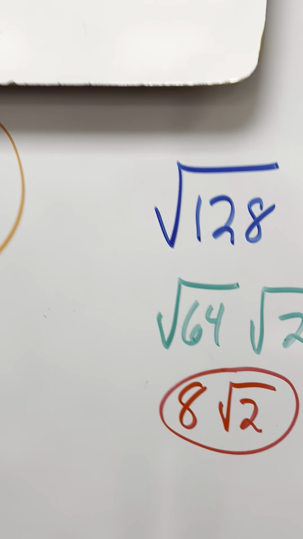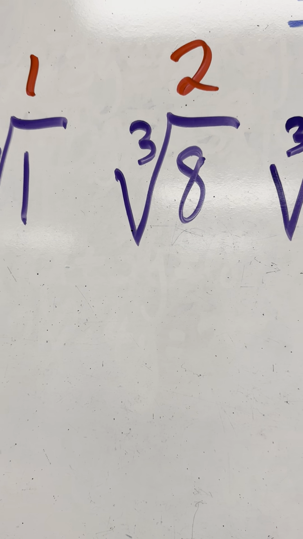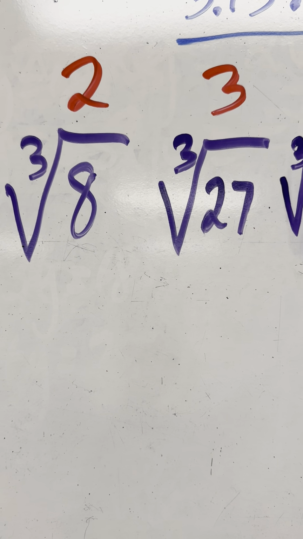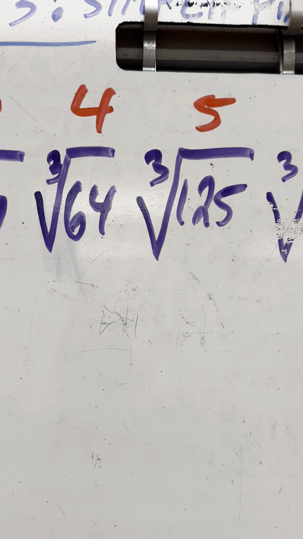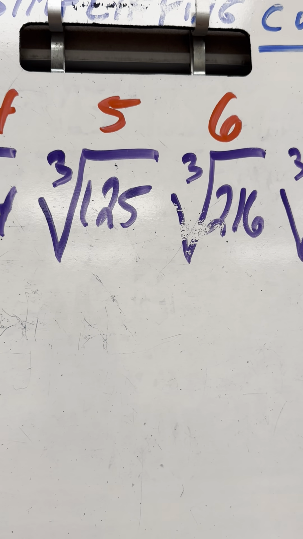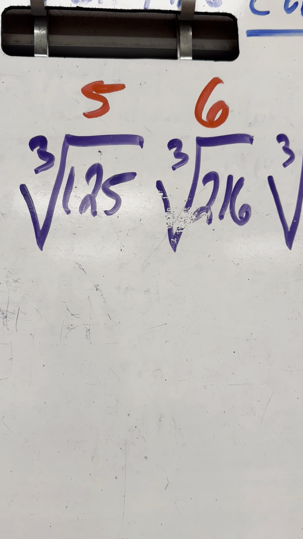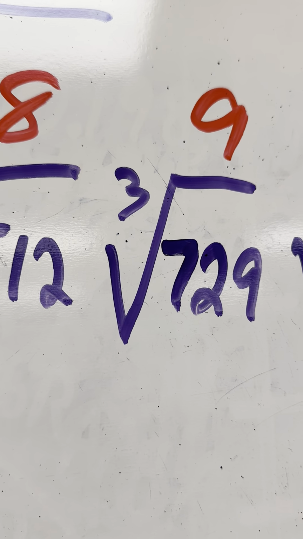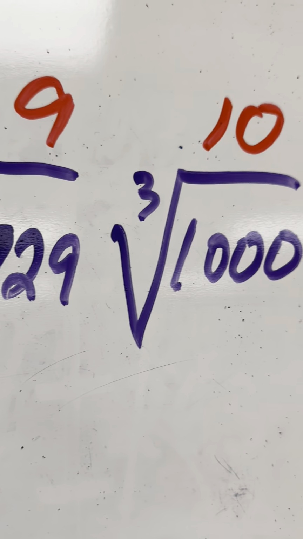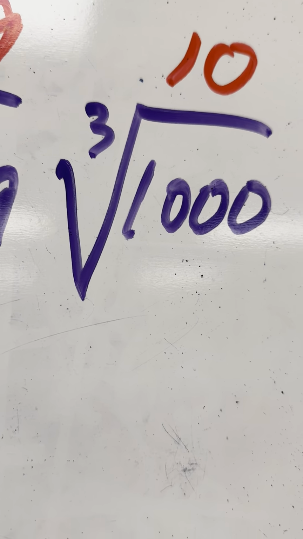Cube root of 1 is 1. Cube root of 8 is 2. Cube root of 27 is 3. Cube root of 64 is 4. Cube root of 125 is 5. Cube root of 216 is 6. Cube root of 343 is 7. Cube root of 512 is 8. Cube root of 729 is 9. And the cube root of 1,000 is 10.